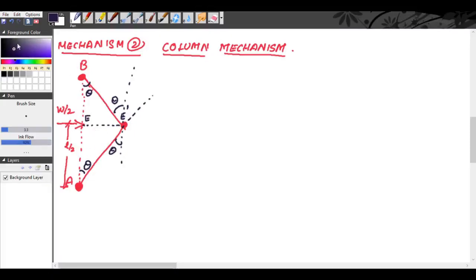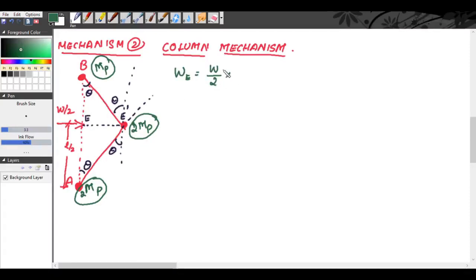So we know the plastic moments are, here it is 2 MP. At E, it is 2 MP. At B, it will be MP. Okay. Now, we will take the external work done is equal to our load, that is W by 2 multiplied by the distance under the load. Distance under the load, this is L by 2 theta. E dash is equal to L by 2 into theta. So we get W L theta by 4.